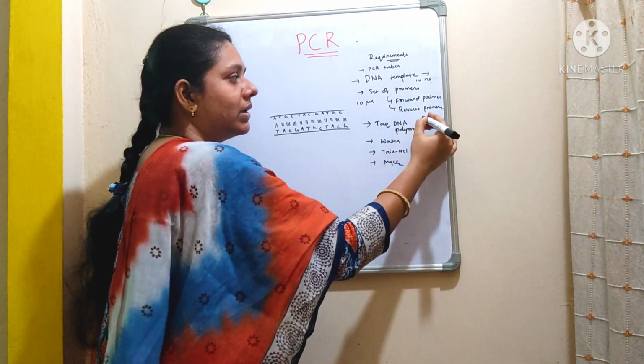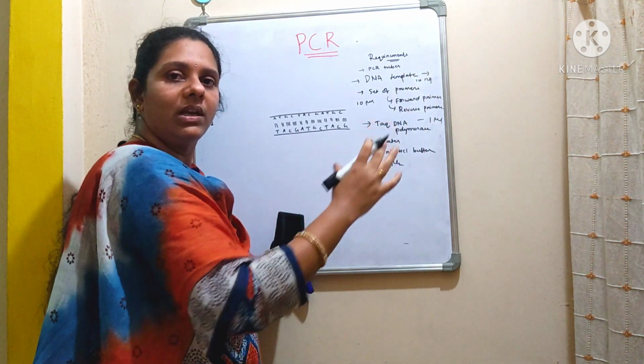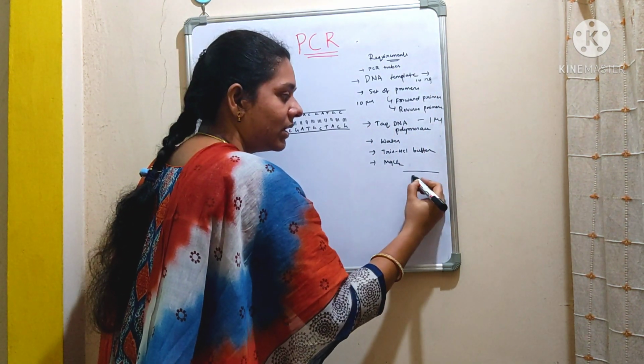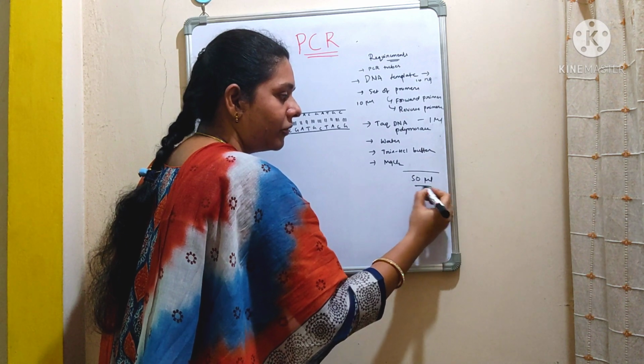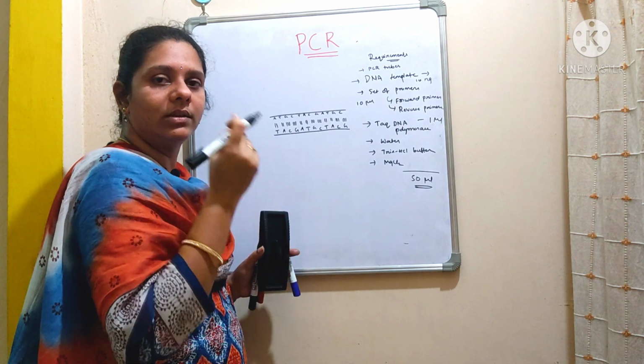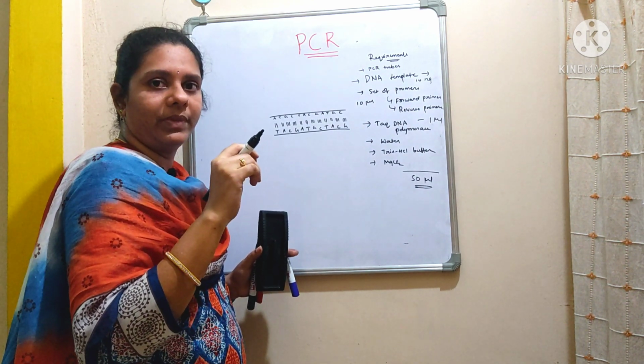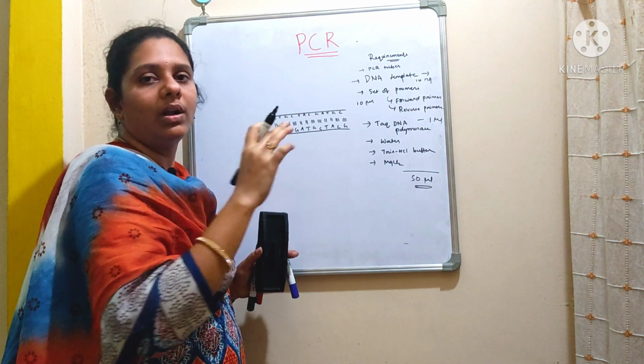Okay, and Taq DNA polymerase, just 1 microliter is sufficient. So in this way we need to set up a reaction together. It will give you a volume of 50 microliters. So you are going to add all these reagents into a small PCR tube. You just vortex it to mix all the reagents.